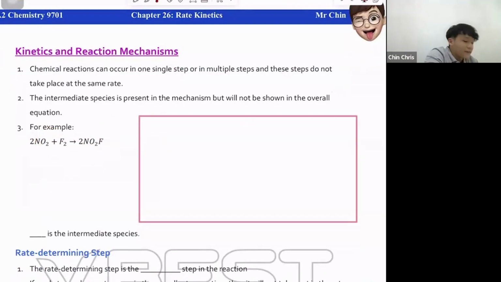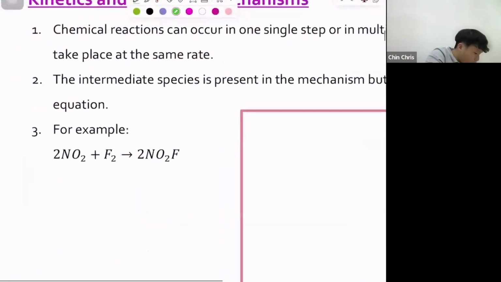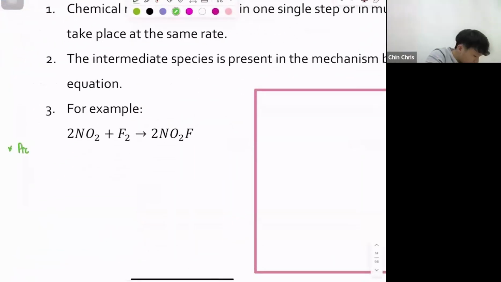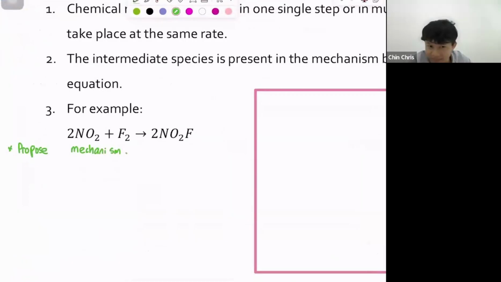Guys, you see, in exam, what they might ask you to do here is to propose a mechanism. The moment you see the words propose a mechanism, the answer can be literally anything. So propose mechanism. What else? They might ask you to identify a rate determining step. So in exam, they might ask you, hey, identify my rate determining step.